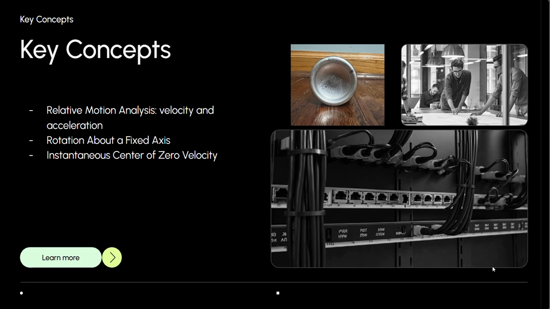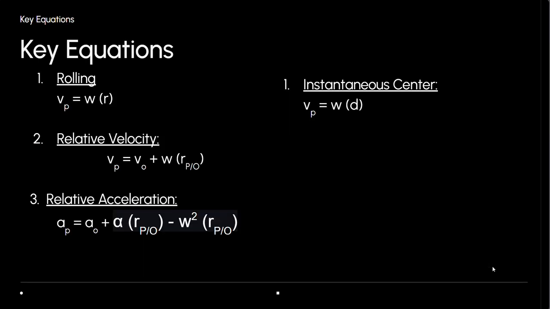The key concepts this problem goes over are relative motion analysis with both velocity and acceleration, rotation about a fixed axis, as well as instantaneous center of zero velocity. Key equations are the rolling equation, relative velocity equation, relative acceleration equation, and the instantaneous center equation.